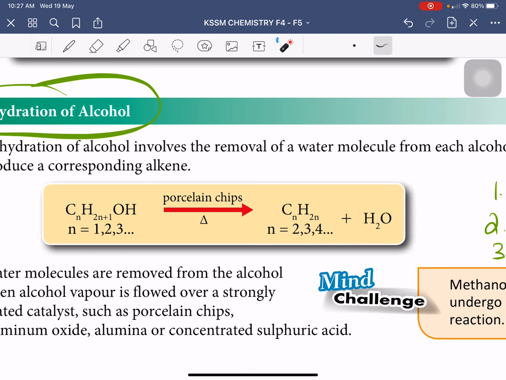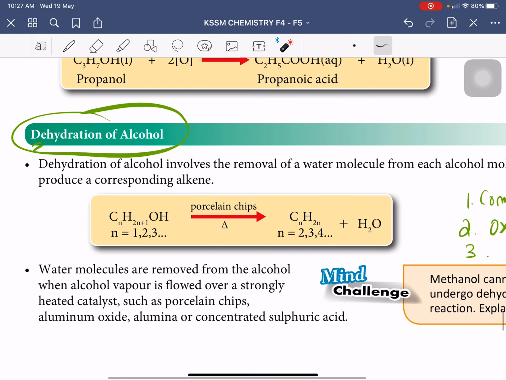If you use pentanol, you will have pentene. And you cannot use methanol because there is no methene. Tiada methene, tidak wujud. Because methene, the carbon is only one.